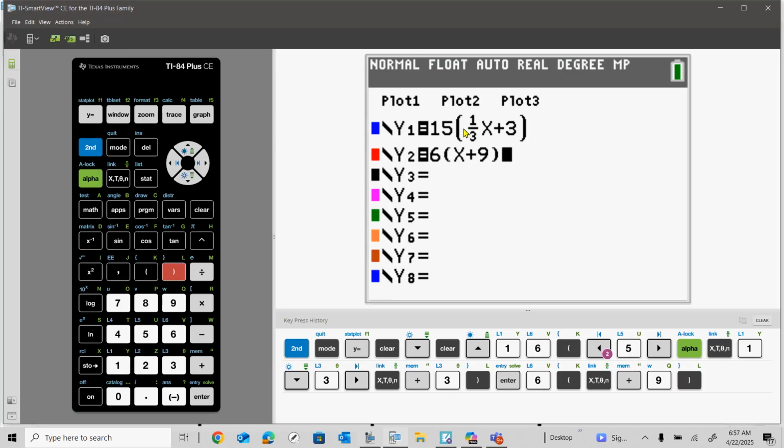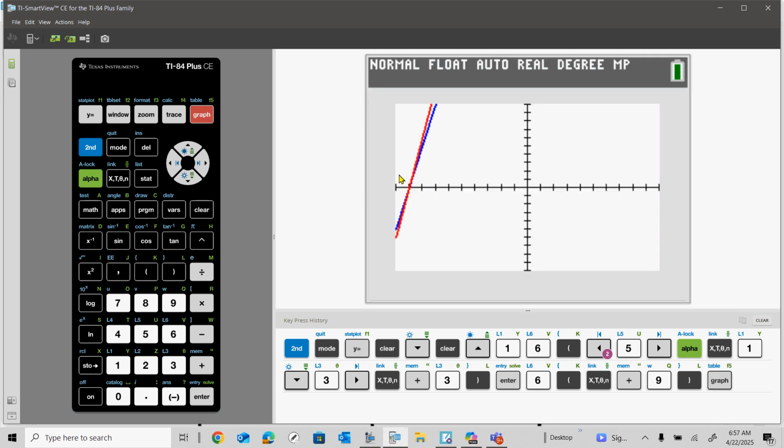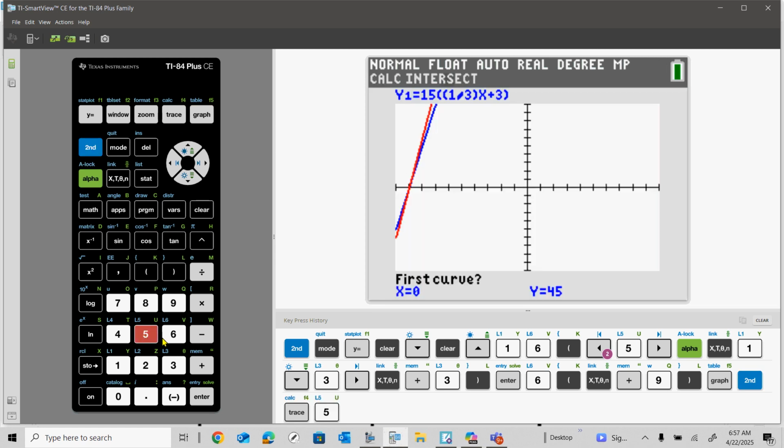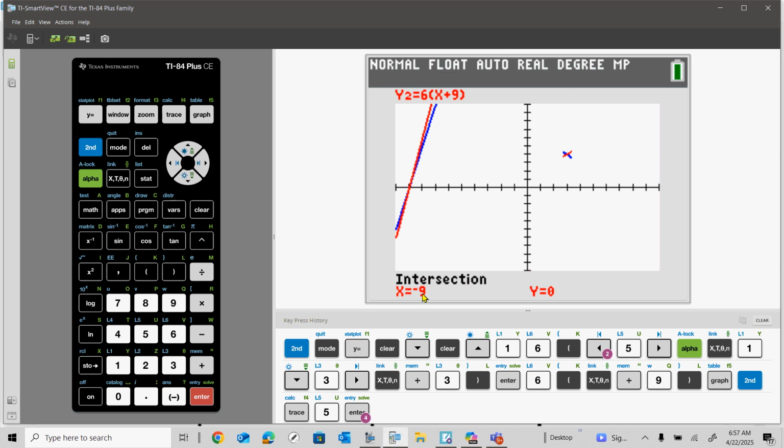Okay, so you get the left side in the inequality in the equation, and then you get the right side of the inequality in the equation. You want to graph it, okay, and then you want to find the intersection. So to do that, remember you have to do second, trace, and then you hit 5, enter 3 times. So we get the intersection here at a -9. Okay, so let me go back.